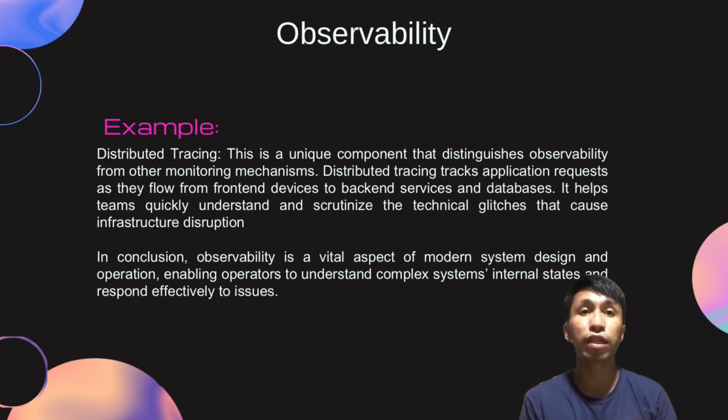This is a unique component that distinguishes observability from other monitoring mechanisms. Distributed tracing tracks application requests as they flow from front-end devices to back-end services and databases. It helps teams quickly understand and scrutinize the technical glitches that cause infrastructure disruption. In conclusion, observability is a vital aspect of modern system design and operation, enabling operators to understand complex systems' internal states and respond effectively to issues.